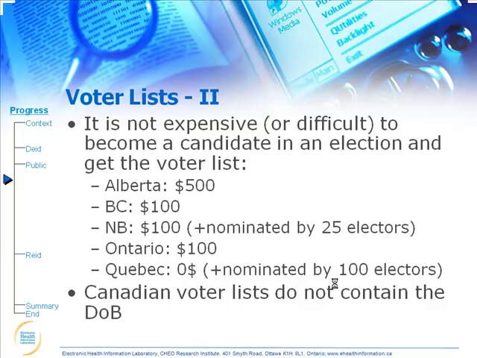The other important fact, of course, is Canadian voter lists do not contain date of birth. I know there were attempts to add date of birth to voter lists. From a re-identification risk perspective, that would be very bad because it makes the voter list very useful for re-identification attacks, should anybody get them either illegally or still illegally by being a candidate.